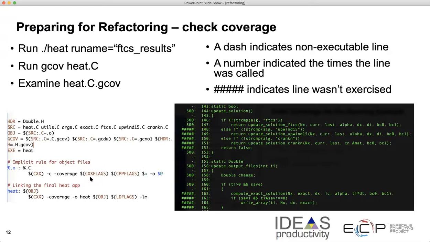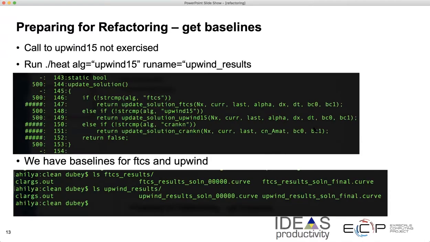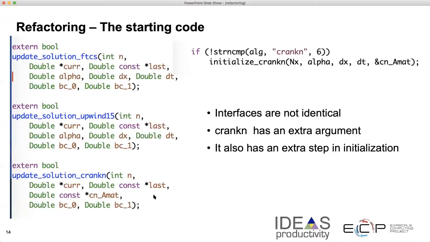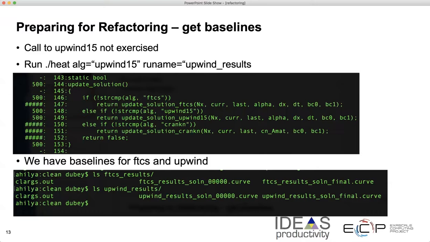In order to do this, the only change I have made so far in the makefile is that I've added a flag dash coverage. But because we want to make sure that we have baselines for both update solution FTCS and upwind 15, we just want to exercise the call to upwind 15. So we run the heat algorithm with upwind 15 and present a different run name for it, so that now we have two directories. FTCS results contains the solution from the FTCS integrator, and upwind result has solutions for the upwind integrator. With that, now we have the necessary baselines, and we have made sure that the code is covered for the instances that we are trying to exercise.